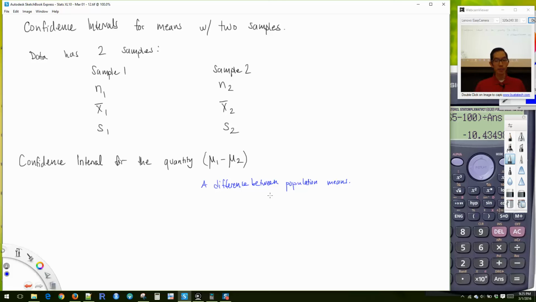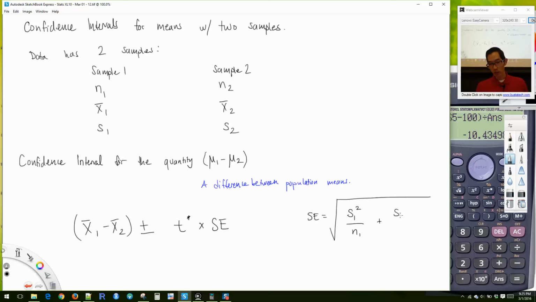Okay. All right, so this confidence interval, the formula for that is x bar 1 minus x bar 2 plus or minus a t star times the standard error. The standard error is just this ugly formula. There's nothing we can do about it. It's the square root of s1 squared over n1 plus s2 squared over n2.